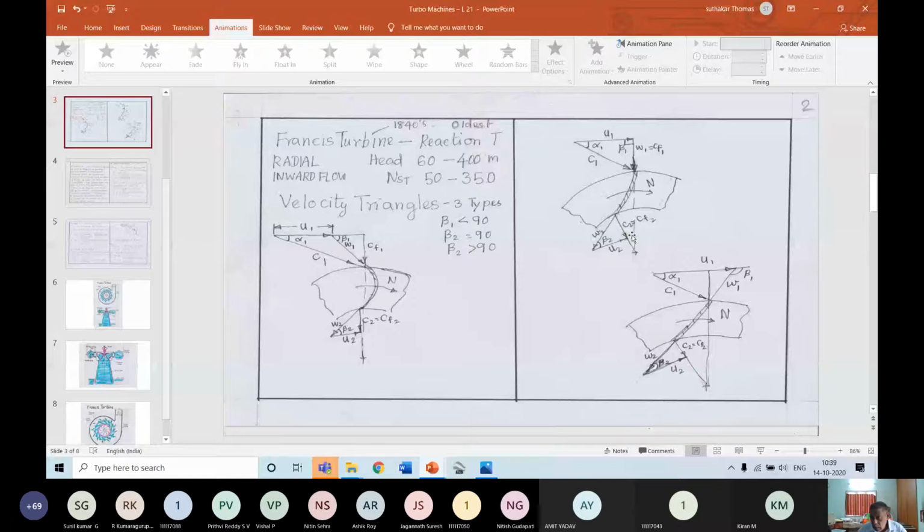Then you have the third velocity triangle with beta 1 more than 90. So U1, C1, W1, alpha 1, beta 1 all are indicated. Then here C2 is equal to CF2, U2 is given, W2 is given. So these are the velocity triangles. Then coming to our problem.